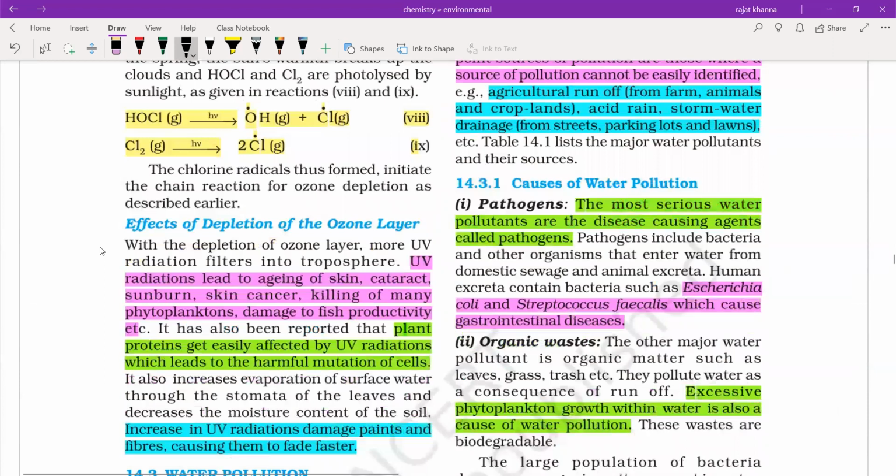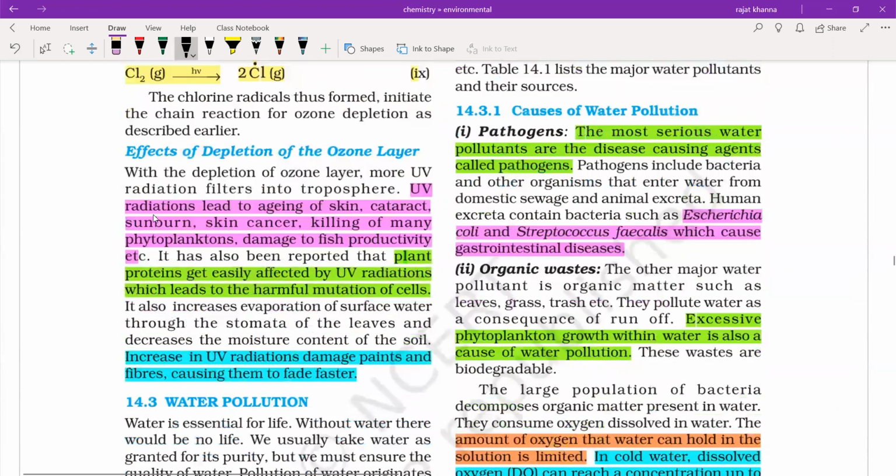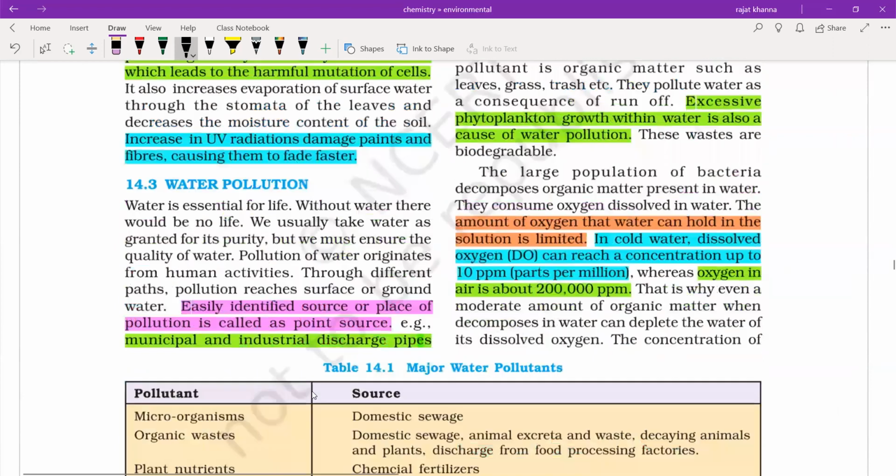Now, UV radiation leads to aging of skin, cataract, sunburn, skin cancer, killing of many phytoplankton, and damage to fish productivity, etc. Plant proteins get easily affected by UV radiation, which leads to harmful mutation of cells. Increase in UV radiation damages paints and fibers, causing them to fade faster.